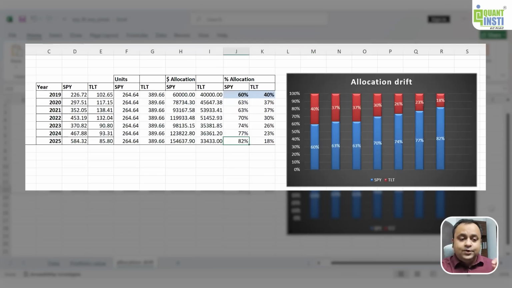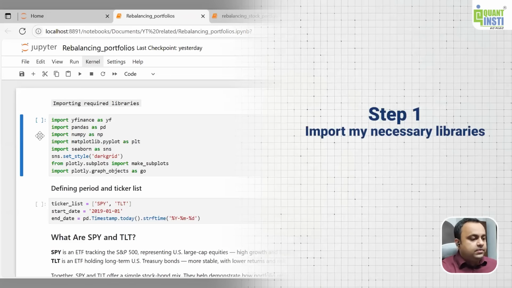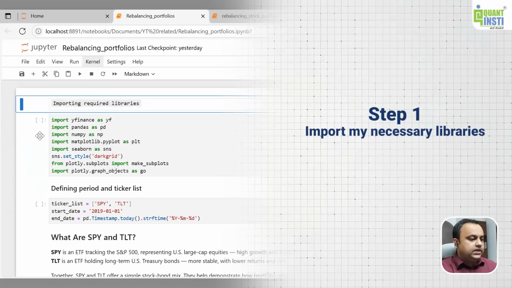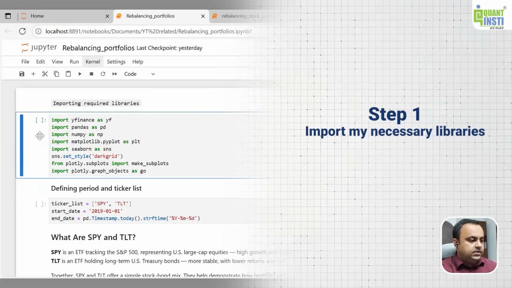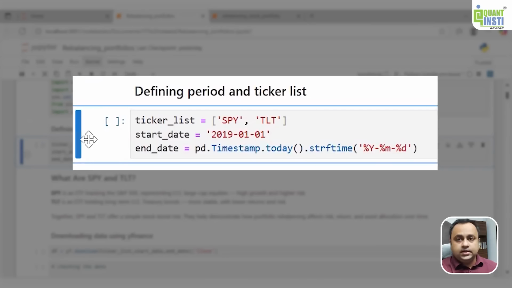Moving forward, we are going to take this up in Python and eventually come to an understanding of how this drift behaves on a day-to-day basis. I'm going to visualize it even on a weekly basis. So let us get to it. As a very first step, I import the necessary libraries. There we go. And then we define the period and the ticker list.